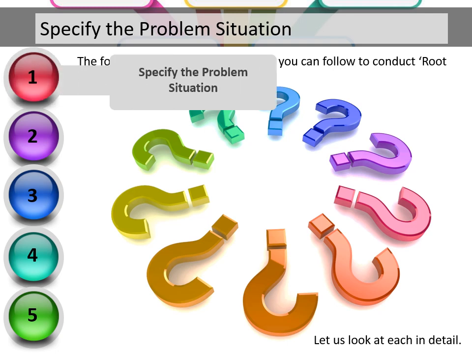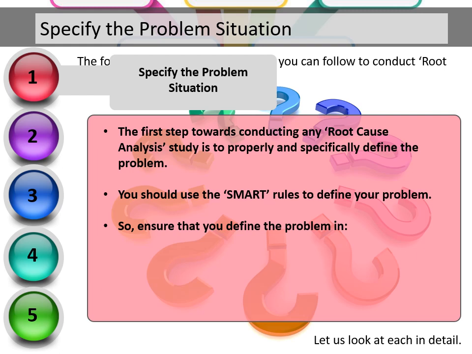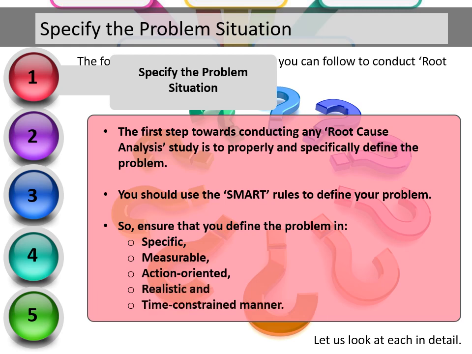Number 1. Specify the problem situation. The first step towards conducting any root cause analysis study is to properly and specifically define the problem. You should use the SMART rules to define your problem. So, ensure that you define the problem in a specific, measurable, action-oriented, realistic, and time-constrained manner.